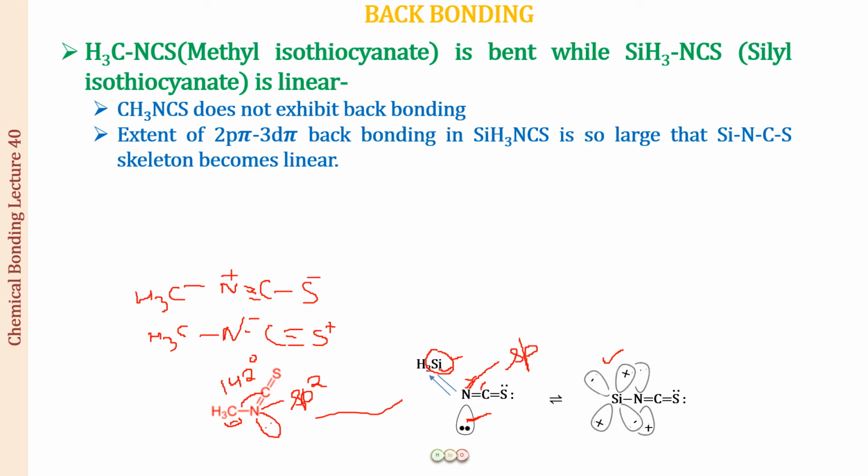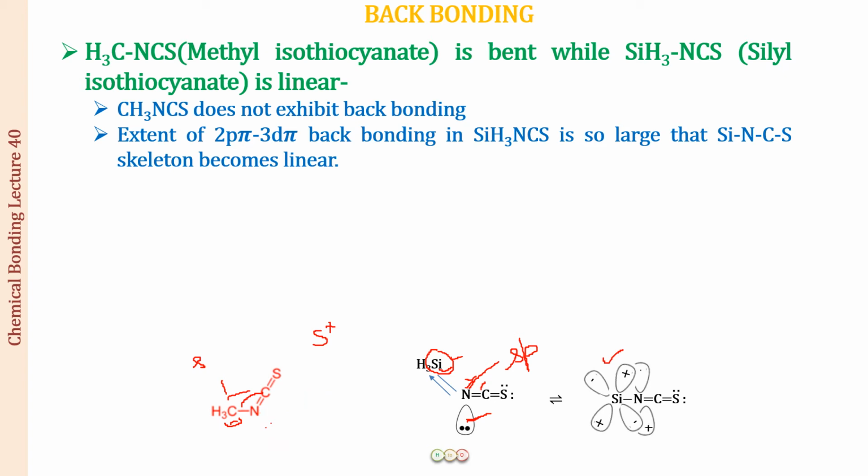These are the two other resonating structures for this molecule, and over here in this one it is going to be sp hybridization for nitrogen, and here nitrogen is going to make only sigma bonds. So what we will be having is sp3 hybridization. Because of the cumulative effect of all the three resonating structures, the bond angle becomes 142 degrees. This is something that you have to remember: it is because of resonance that we have such an angle for methyl isothiocyanate.